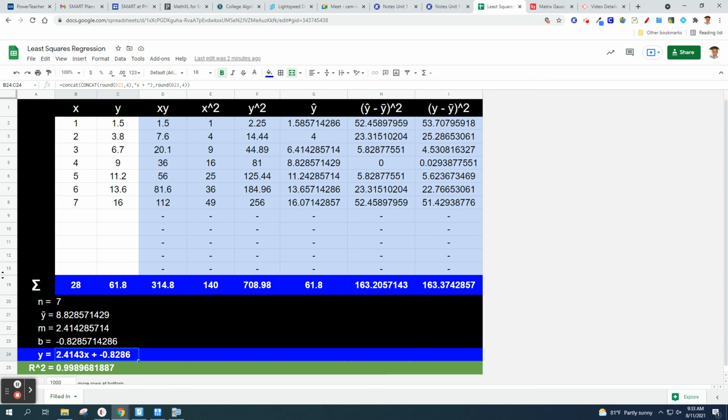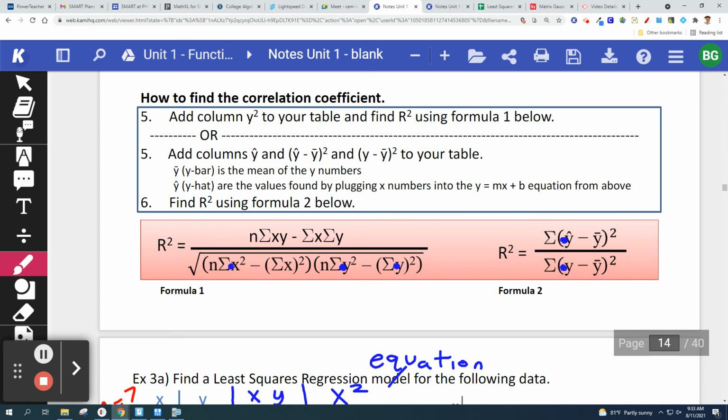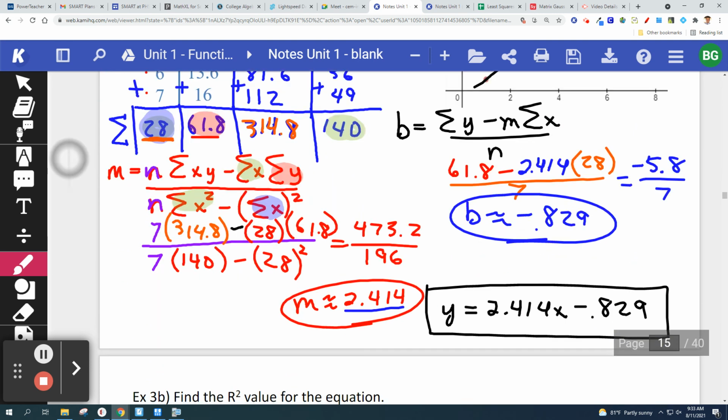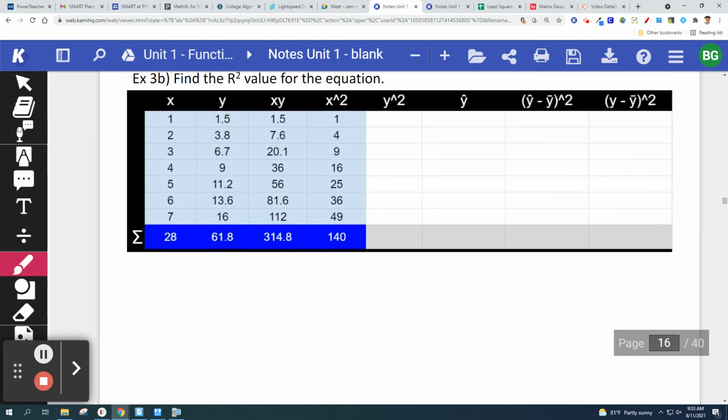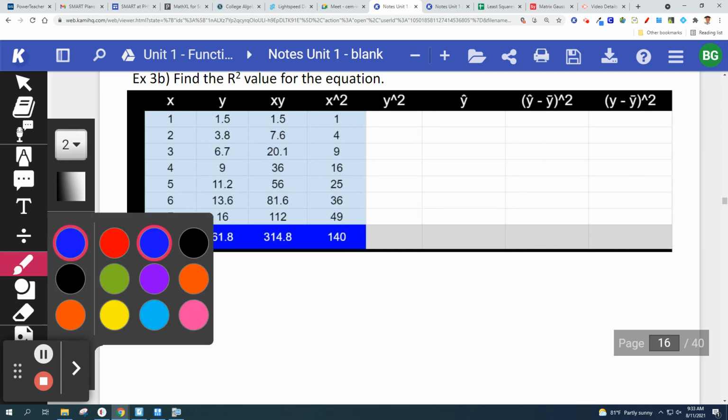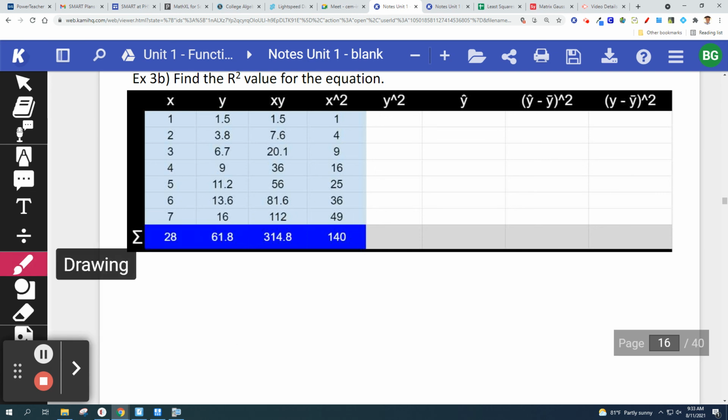So if I was going to do this problem by hand, I think I'd just find this y squared column and I'd do formula 1. And you can copy this from that spreadsheet if you want. I'm just squaring the y values.